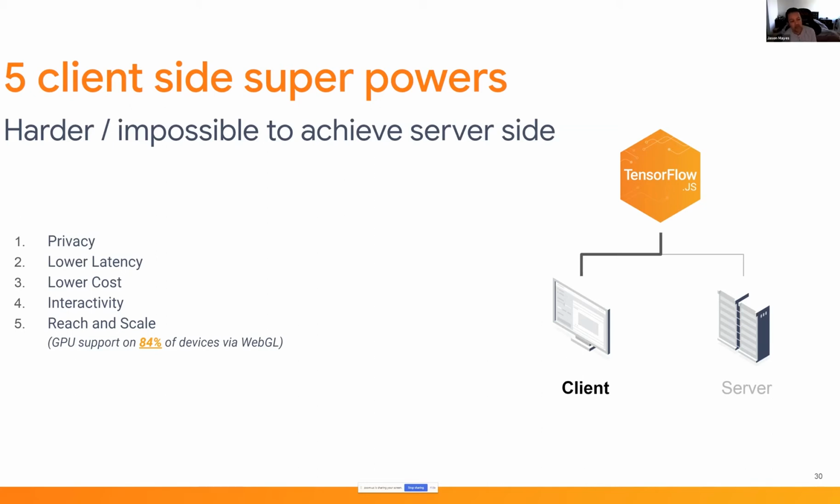And currently, the GPU support is supported on 84% of devices globally via our WebGL implementation. And this is really cool because we essentially do the mathematics by using graphics. So we use textures and shaders in order to do the mathematics that you need for machine learning. And that gives us a much wider support. Running on NVIDIA graphics cards on the server, we can run on an AMD graphics card. And if you've got a MacBook, we can run on those too. So you get a really large reach and scale.